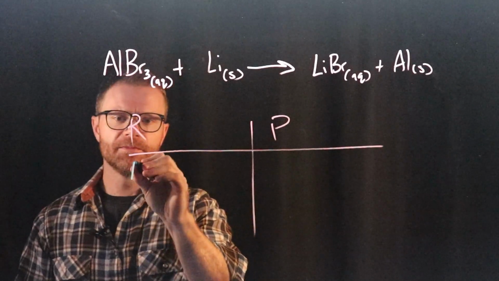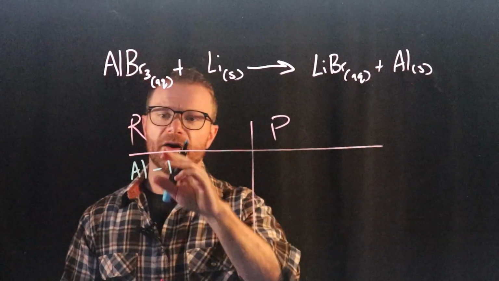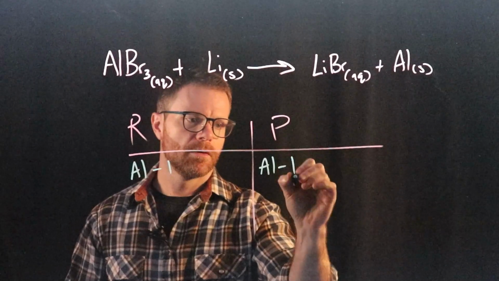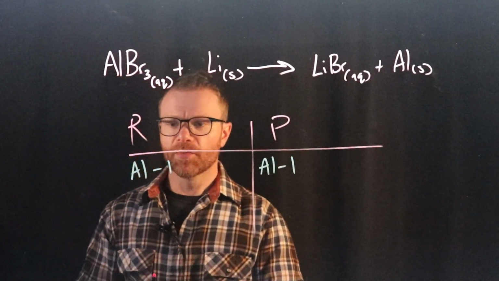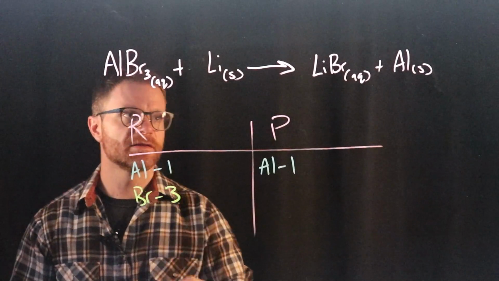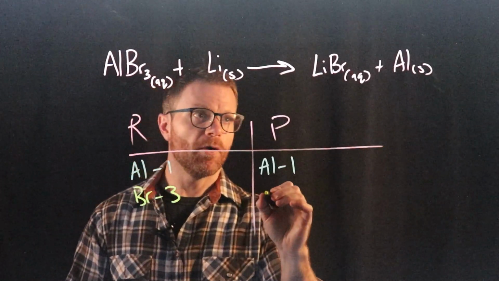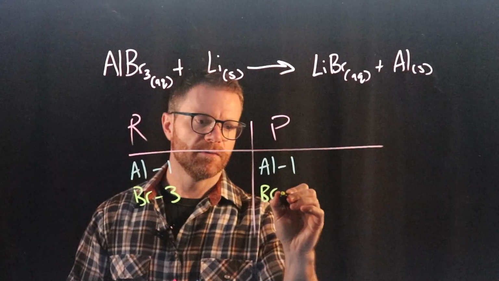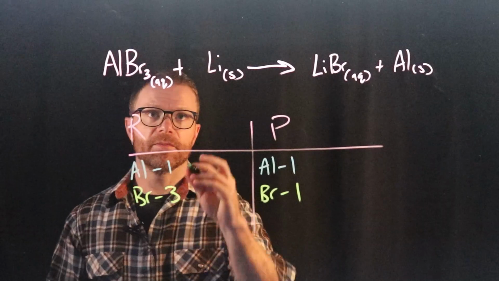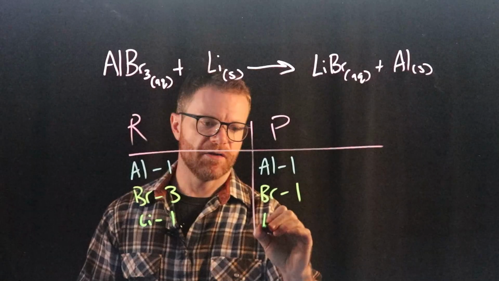So let's start with aluminum. And here there's no subscript after it, so that means we just have 1 in our reactants, and looks like we just have 1 in our product as well. For our bromine, Br3, that means we have 3 of them in our reactants. LiBr, there's no number after it, so that just means we just have 1 of them in our products. That's going to be a problem. And then finally, our lithium. Here we just have 1 in our reactants, and here we just have 1 in our products.